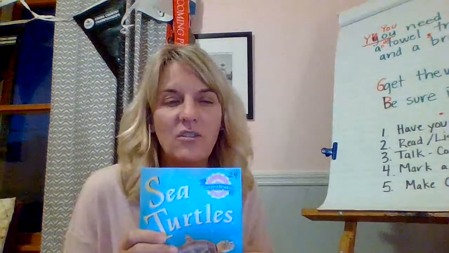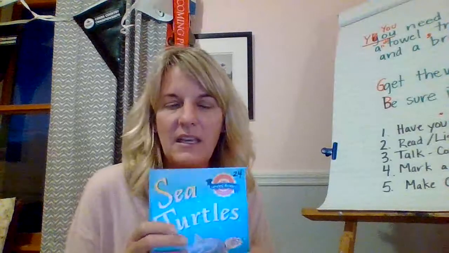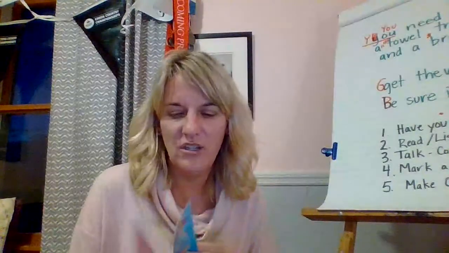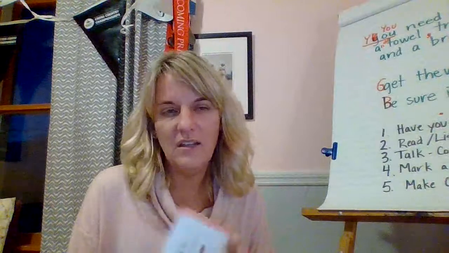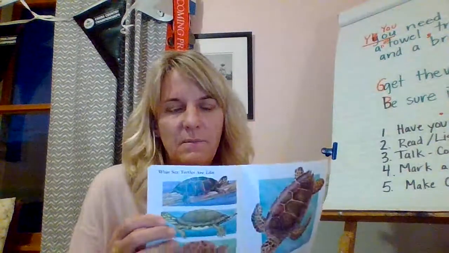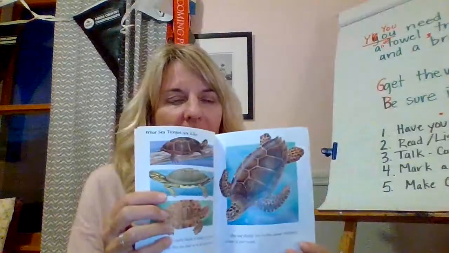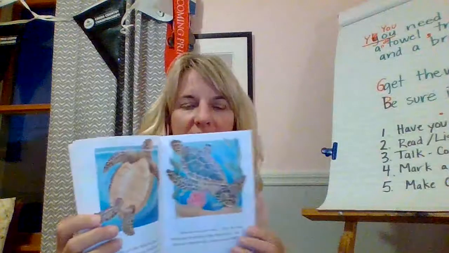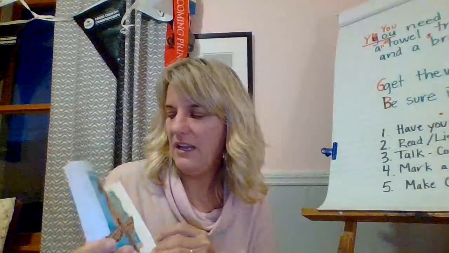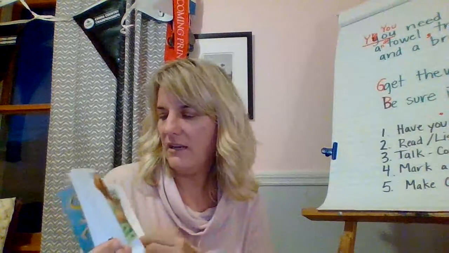Well, boys and girls, this book has a special thing on the inside that splits the book up into sections, right? And these are called subtitles. So if you look right here, this is what sea turtles are like. The next couple pages are all about that, of different types of sea turtles and what they're like. Now, when I turn the page again, it's still about what they're like.